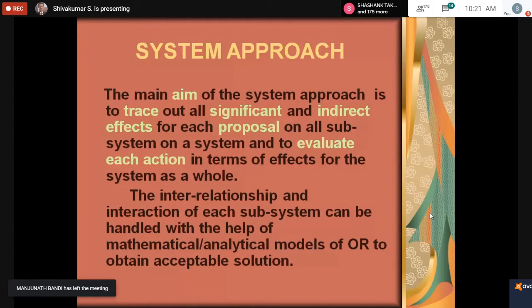The interrelationship and interaction of each subsystem can be handled with the help of mathematical or analytical models of OR to obtain an acceptable solution. So remember this paragraph: the interrelationship and interaction of each subsystem can be handled with the help of mathematical or analytical models of OR to obtain an acceptable solution. That's why I call it the system approach. It takes into account all subsystems in the organization and sees them as a holistic approach. That's the system approach, the fourth feature of OR.